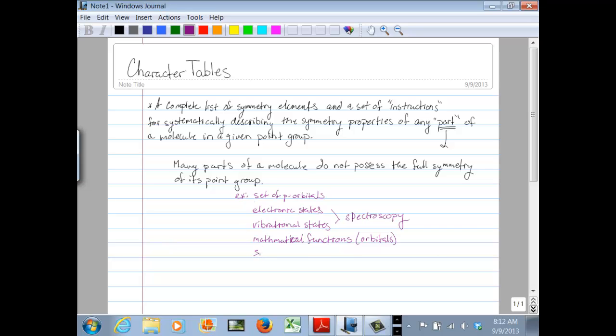We can also describe sets of ligands. So any part of the molecule, you could pick out pieces of it. It might not possess the full symmetry of the group, but whatever you pick, there is a line in that character table to describe the symmetry of that set, whatever you're looking at.